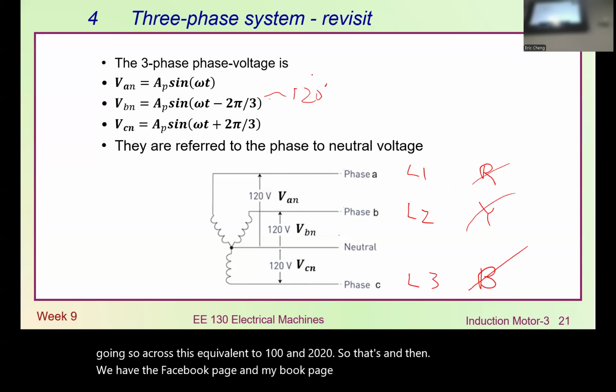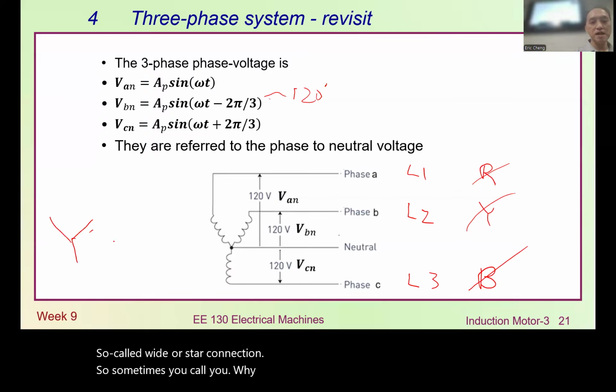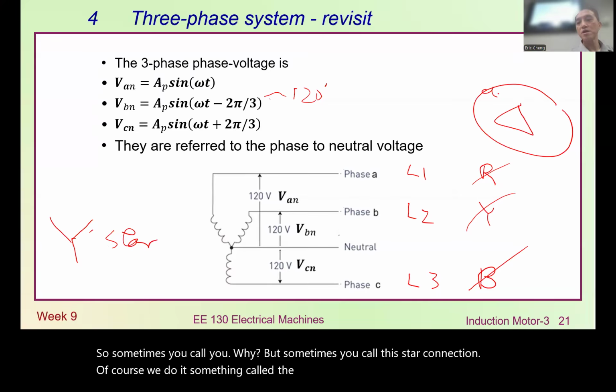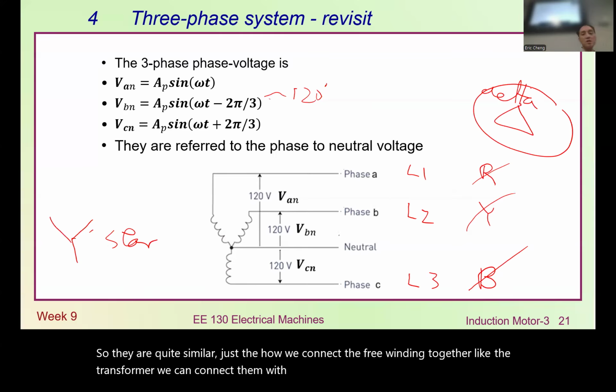So for instance, that is the so-called Y or star connection. Sometimes we call it Y, but sometimes we call it star connection. Of course, we do have something called a delta connection. They're quite similar, just how we connect the three windings together, like the three-phase transformer. We can connect them in three-phase in star or delta.